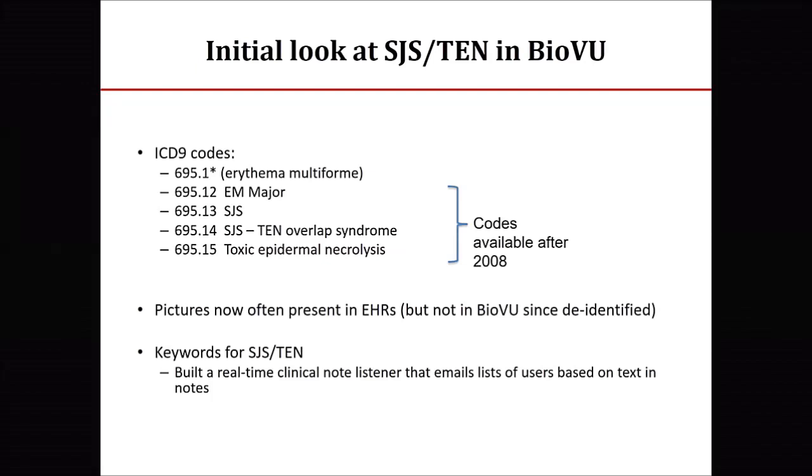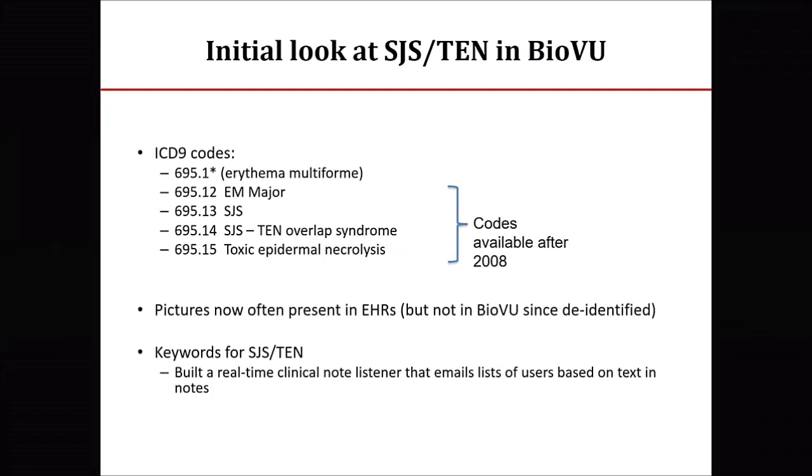And when you look at SJS-TEN in BioView, this is work Elizabeth Phillips and Sarah Gannon and others have done. You can look at starting with the principle of using billing codes. I'm just showing ICD-9 here. ICD-10 is similar, but with different letters and numbers to identify them. Before 2008, there wasn't a specific code for Stevens-Johnson syndrome or TEN. So you had a generic code, 695.1, and then after that specific codes came out to use, which had variable penetration and use, we have found. And then ICD-10 does have those specific codes.